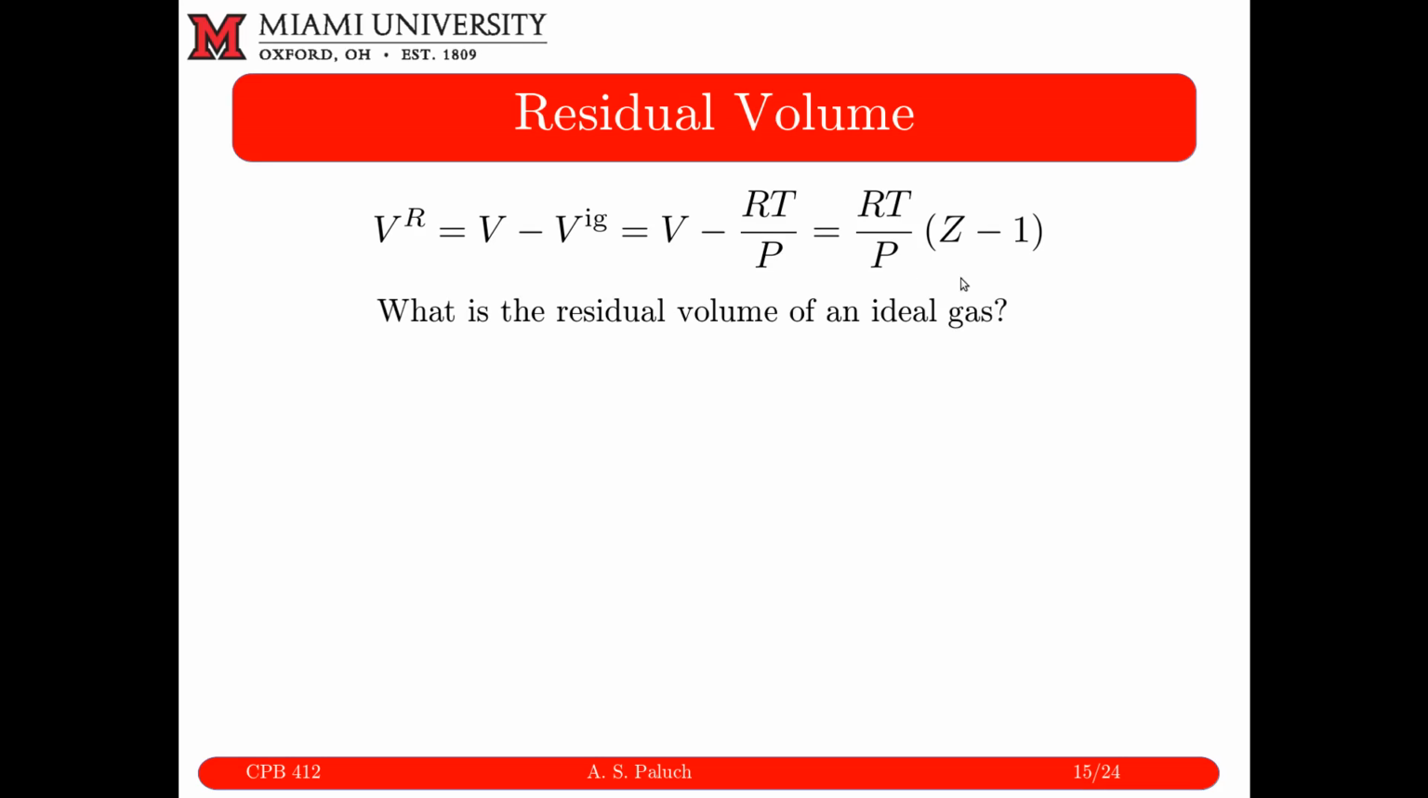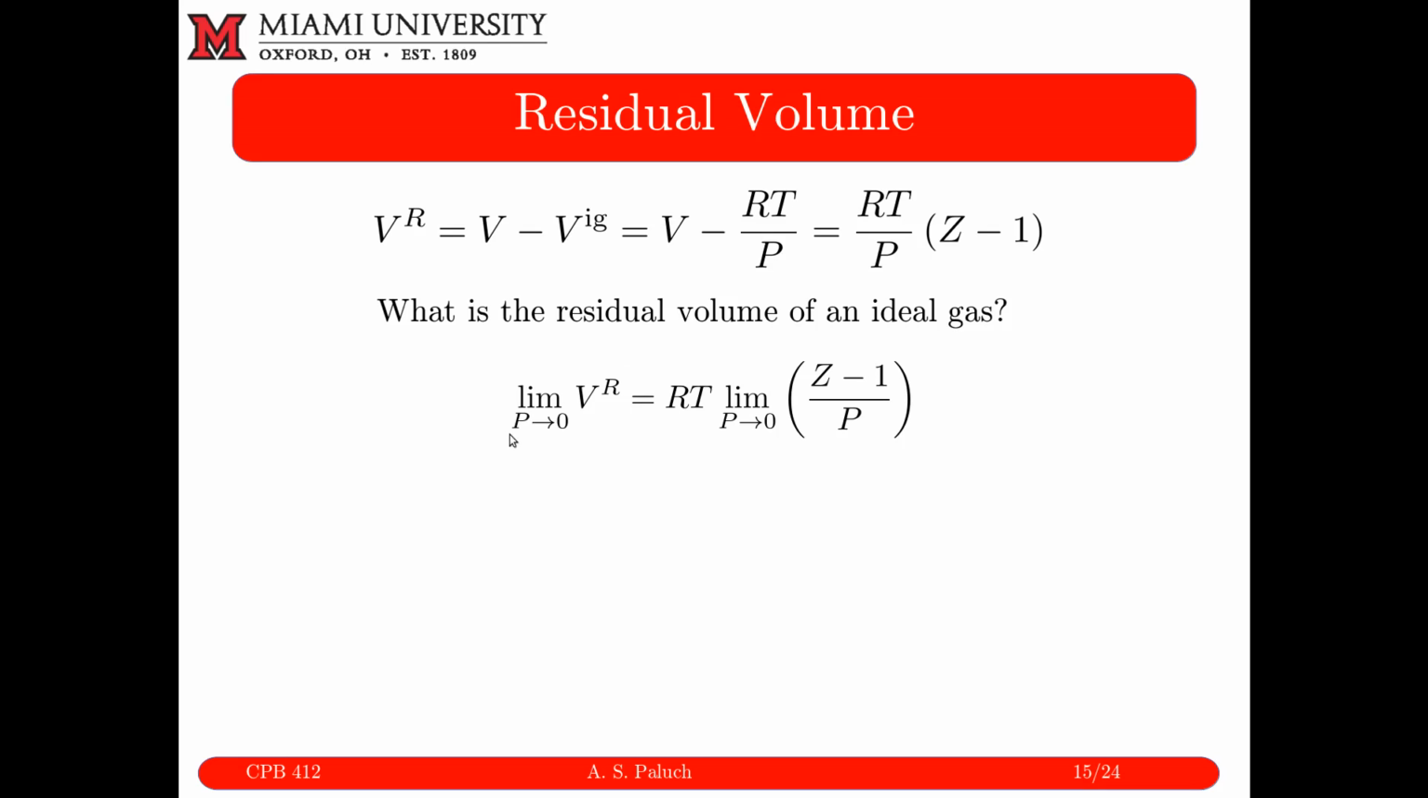All right, so what is the residual volume of an ideal gas? Again, at constant T, if I'm moving along an isotherm, in the limit that P goes to 0 or V goes to infinity, I approach the ideal gas limit. Okay, so let's go through that thought exercise here. At constant T, in the limit that P goes to 0, what is VR?